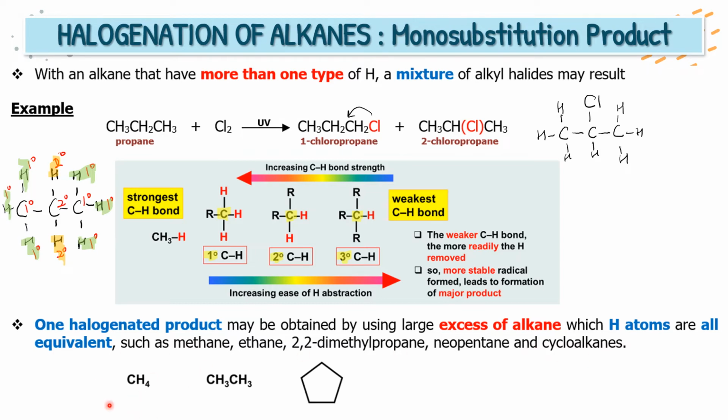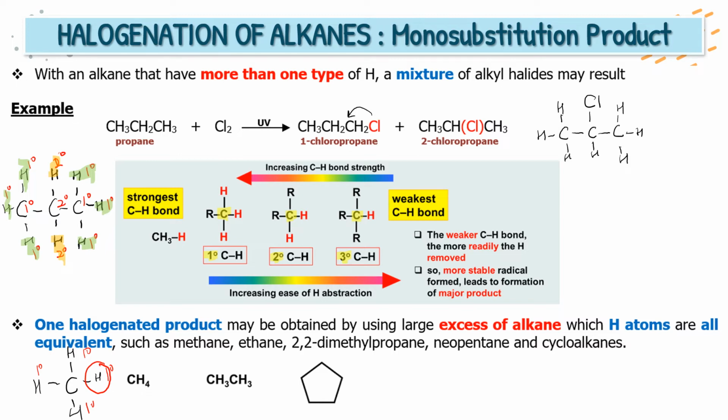So as you can see over here, kalau saya ada CH4, awak akan nampak dekat sini semua hydrogen adalah daripada classification yang sama. It's a primary hydrogen. So, dia akan substitute sekali je lah. Unless kalau kita biarkan reaction sangat lama, barulah kita dapat mixture of CH3Cl, CH2Cl2 and so on. Tapi kalau kita buat reaction sekejap saja, dia cuma akan substitute satu hydrogen saja. So, kita akan dapat satu produk lah.